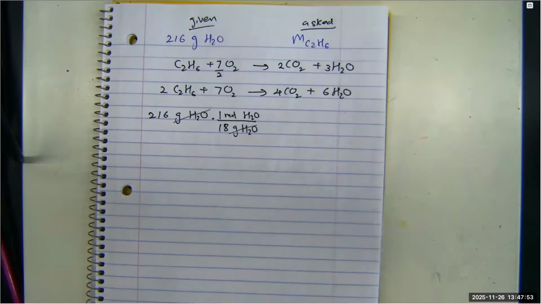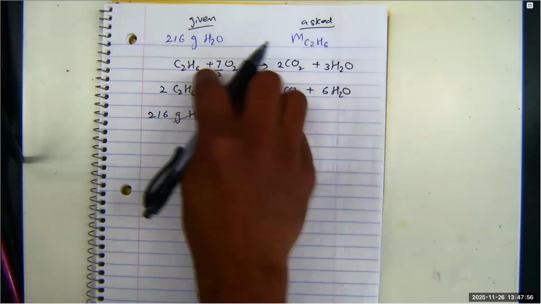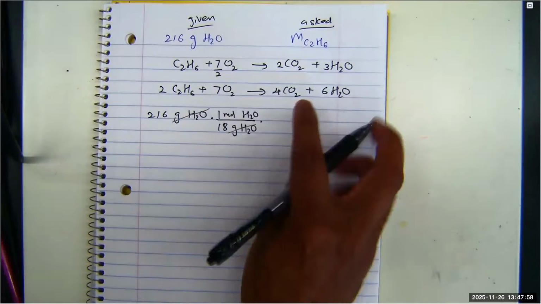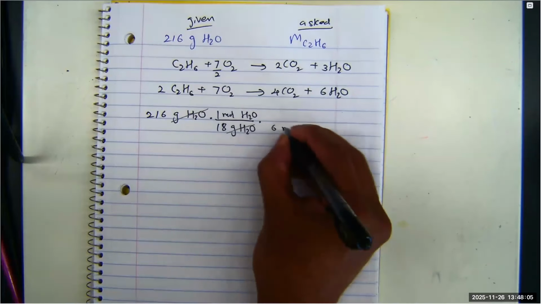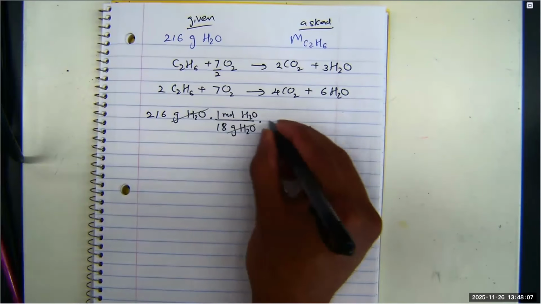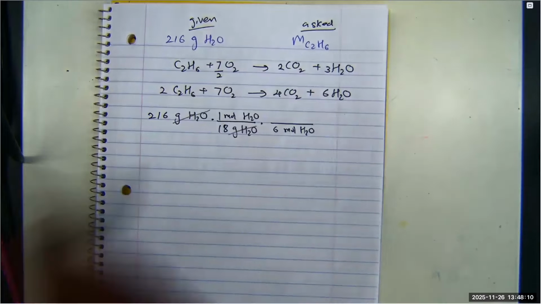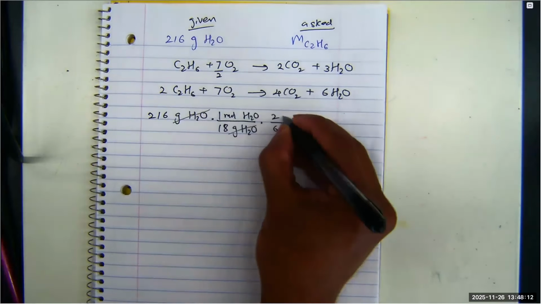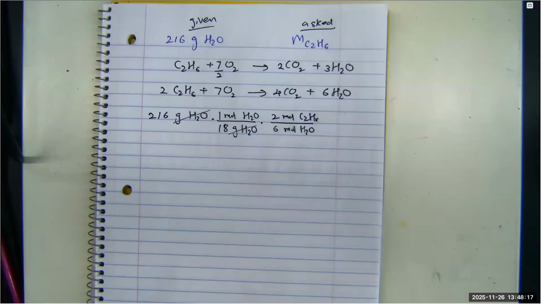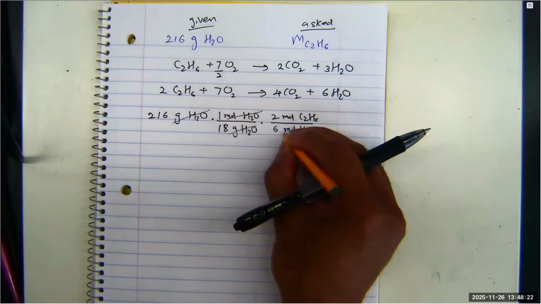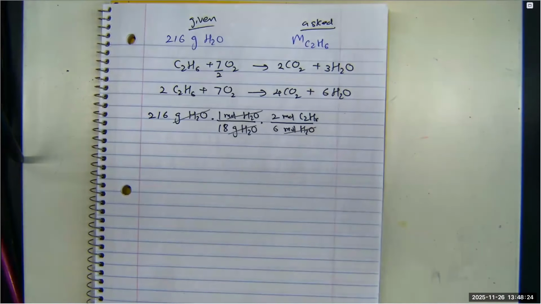But I don't want moles of H2O. I want to get rid of that. To do that, I'm going to look at the balanced chemical reaction. To get 6 moles of H2O, I'm going to need 2 moles of C2H6, according to the balanced chemical reaction. When I do that, I can cancel out moles of H2O. Now I'm going to end up with moles of C2H6.